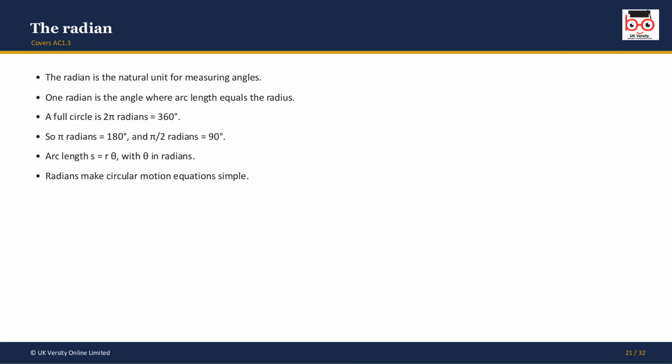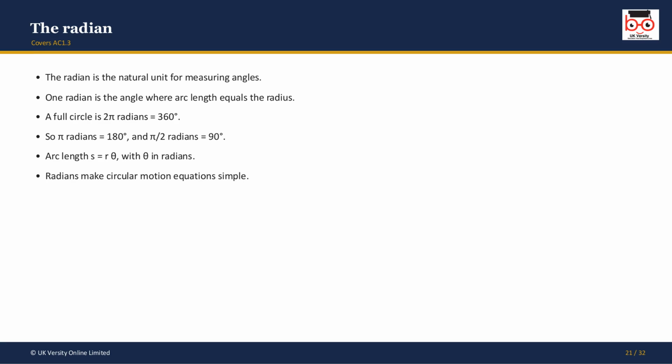Now we turn to circular motion. And first, we need the right unit for angles, the radian. The radian is the natural way to measure an angle. 1 radian is the angle at which the arc length equals the radius.